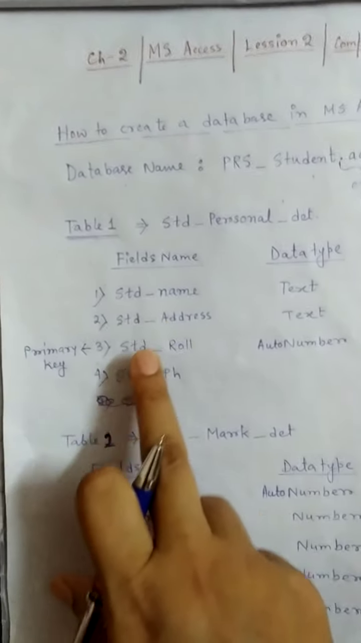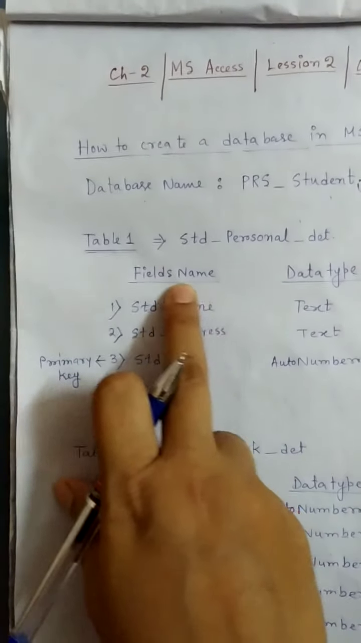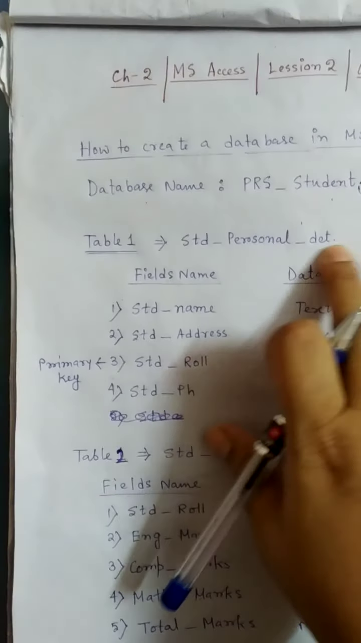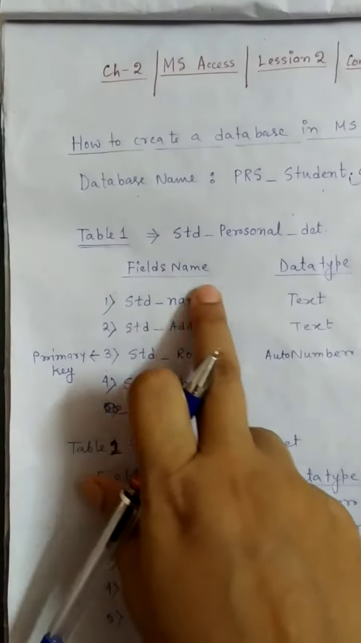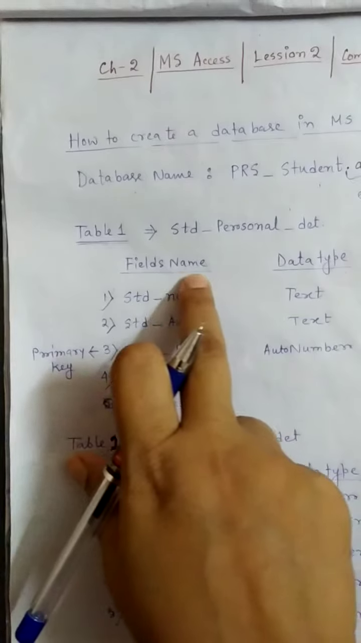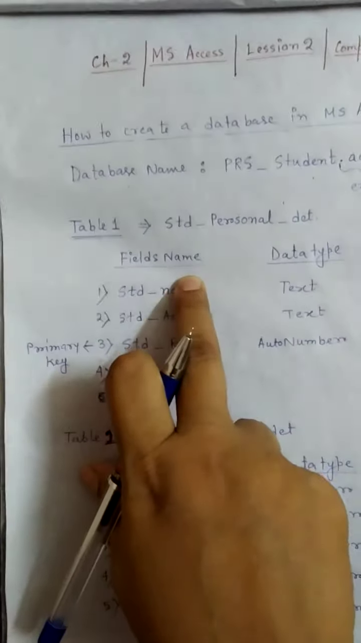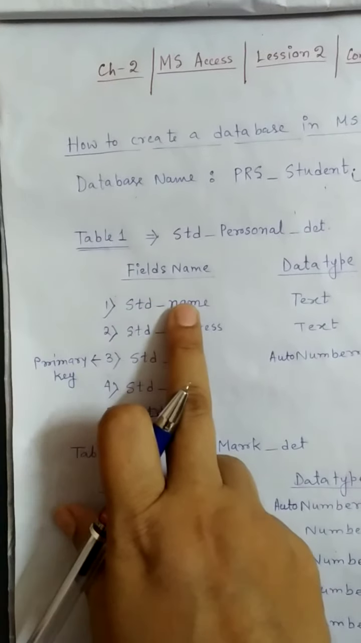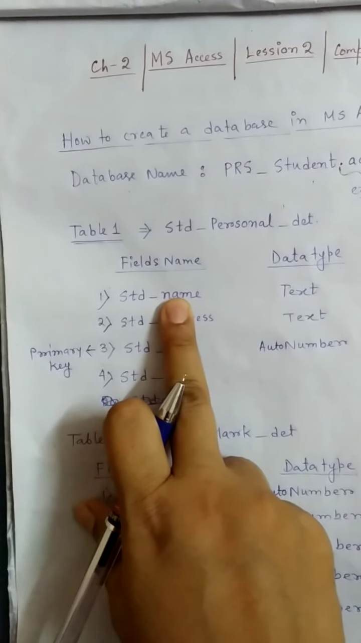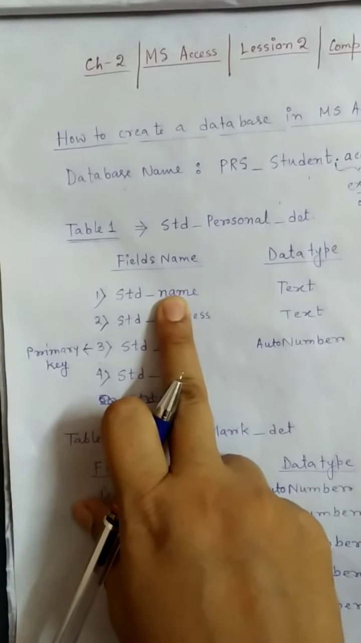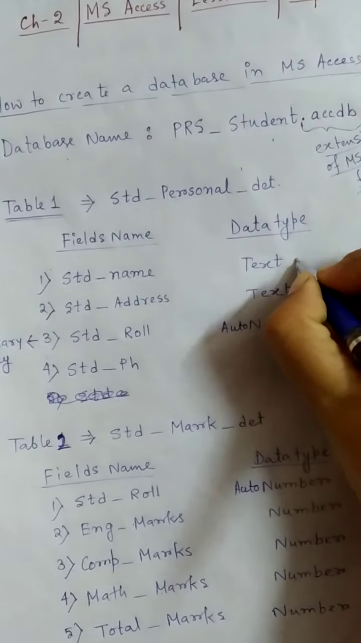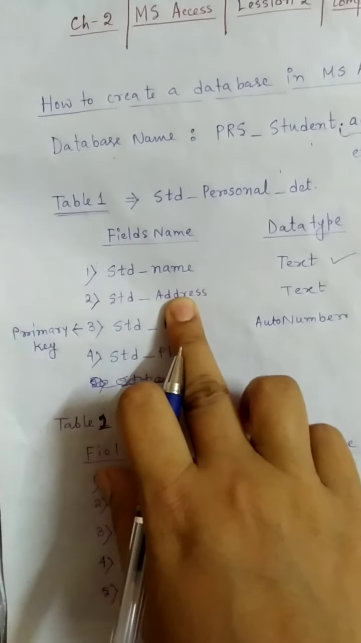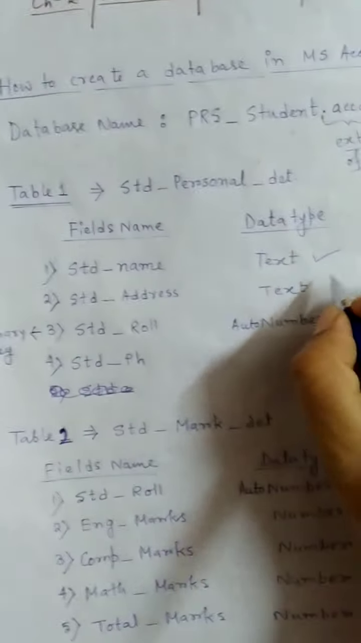Okay, now we have to mention the data type. Now what is the data type? Data type means what kind of data is stored under this field. That is called the data type. Okay, so std underscore name, obviously it is stored some alphabets. Okay, so the data type is the text. Okay, then std underscore address, also text.